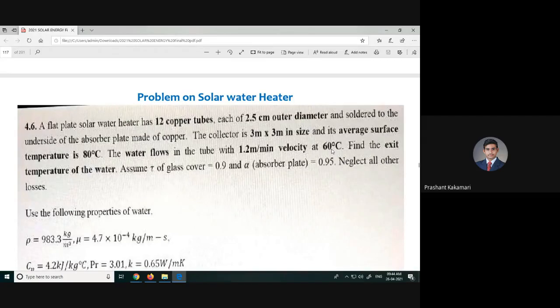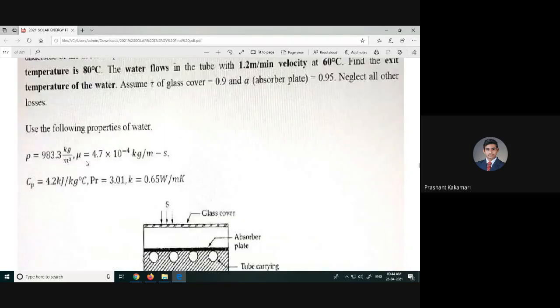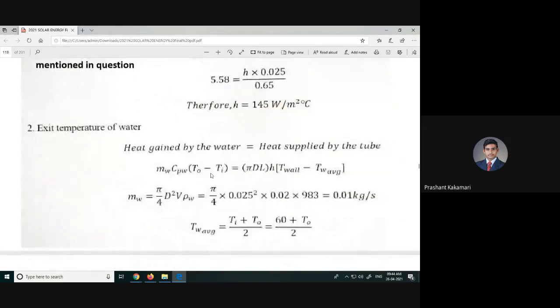After heating, you can see why I'm taking the inlet temperature as 60 degrees centigrade: the average surface temperature of the absorber plate is 80 degrees centigrade. This means the absorber plate at higher temperature will transfer heat to the lower temperature liquid. Then this 60 degrees centigrade water will heat up maybe to 80 degrees centigrade after a long time, or somewhere between 60 and 80 degrees centigrade, not beyond 80. So now, coming to this formula, heat gained by water, all of you know.